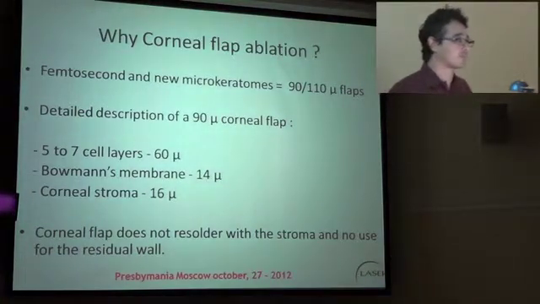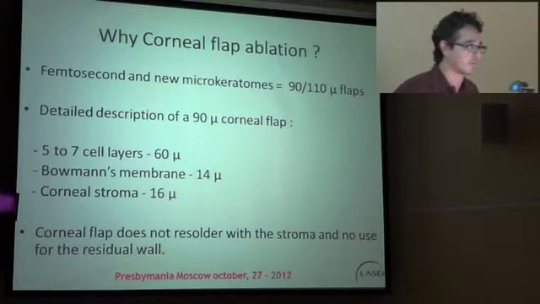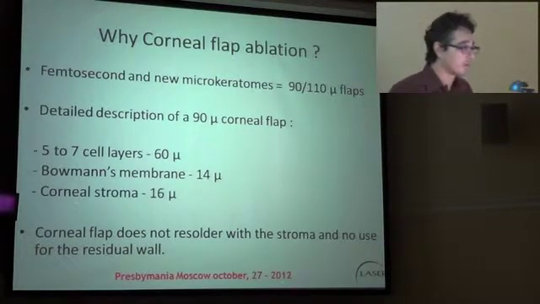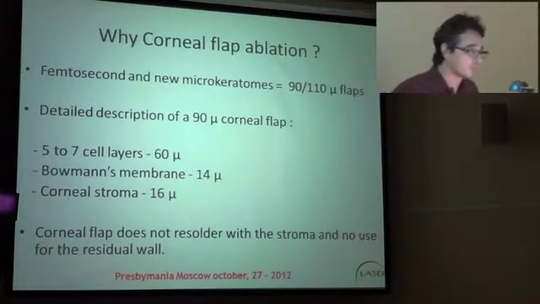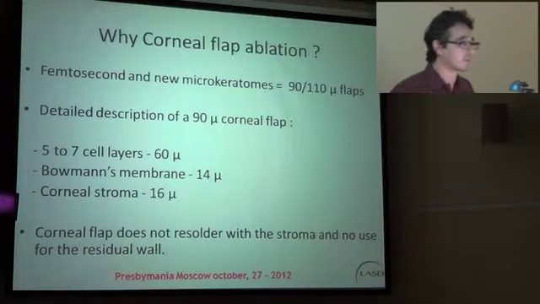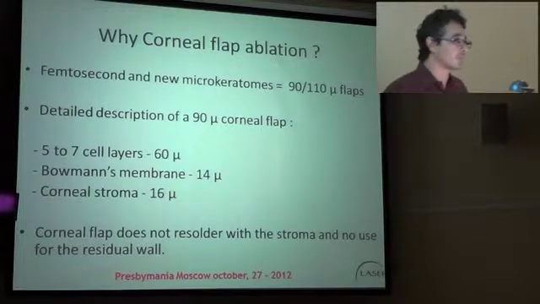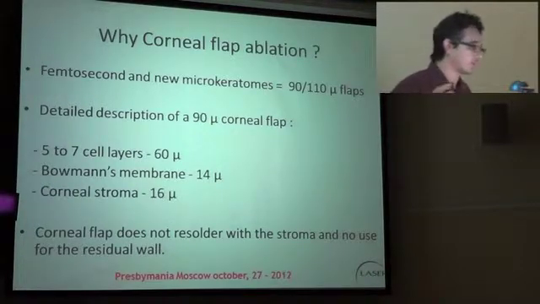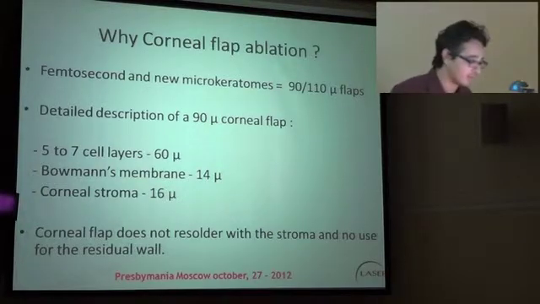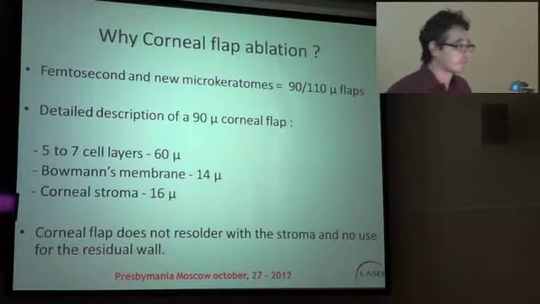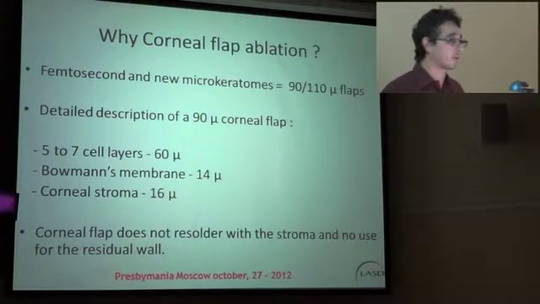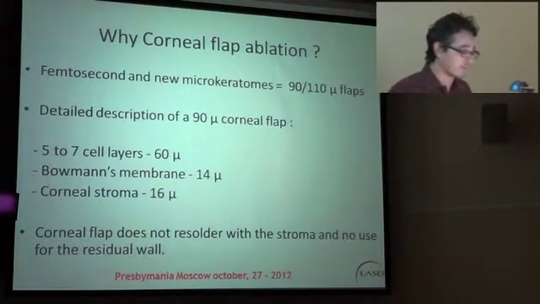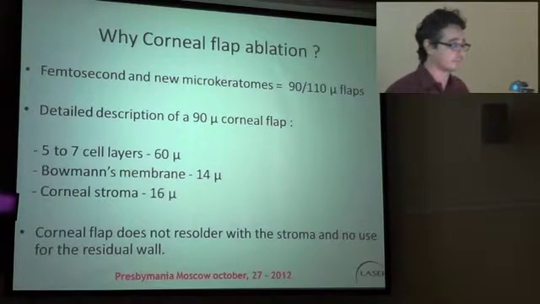So what can help us to know that corneal flap ablation is a possible, though not full, solution in these complicated cases? Flaps are about 110 microns. On this flap you have 60 microns of epithelial cells that will come back. So if you remove this flap, you will remove only 50, 60 microns of important tissue. And we know that the flap is not as important for corneal strength, and it does not count as the residual wall for security.